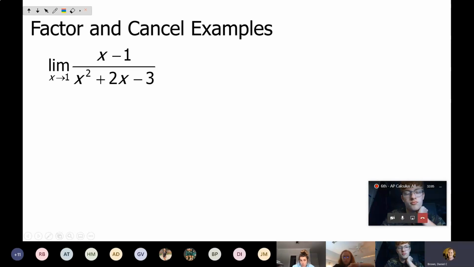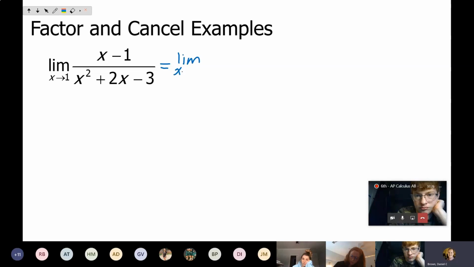Now we already did this one, but please don't waste your time. Always check by doing direct sub, because if you don't get 0 over 0, then you're going to waste your time trying to do a whole bunch of other stuff. We already looked at this one. We know that it is 0 over 0. So I'm going to go ahead and try to factor and cancel. I'm going to write this limit as x goes to 1 again.